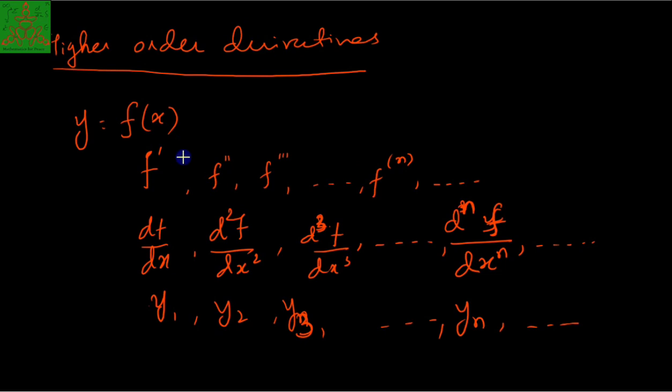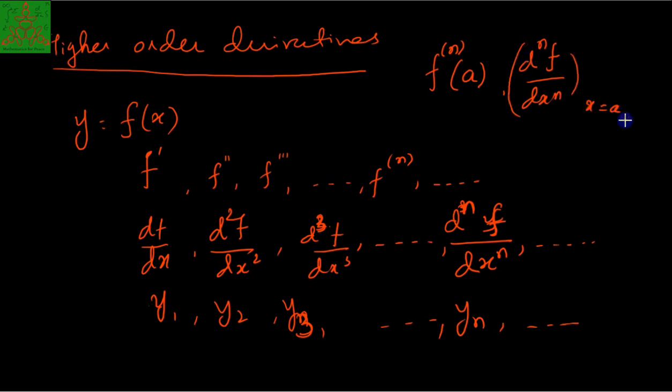And if you want to calculate the higher order derivative at a particular point, the nth derivative of f at point A is denoted as this. It can also be denoted as d power n f upon dx power n at x equal to A, or as yn at A. So these are the notations for the higher order derivatives which we are following for this course.